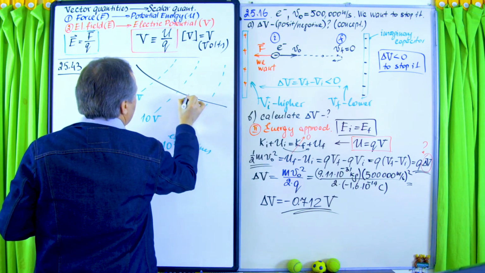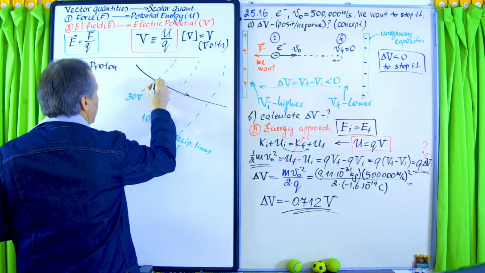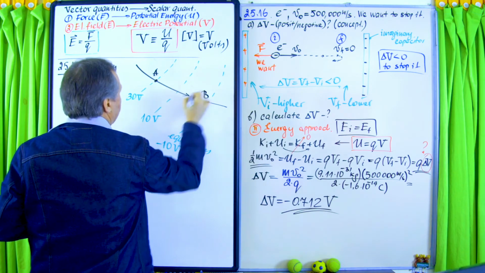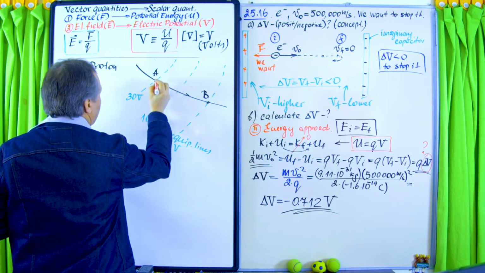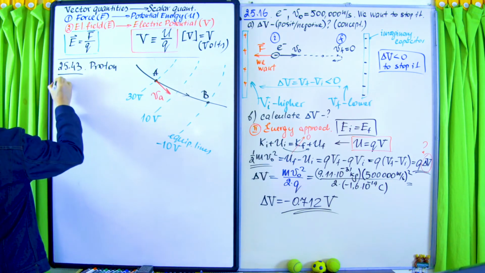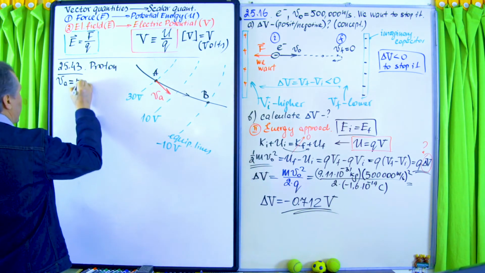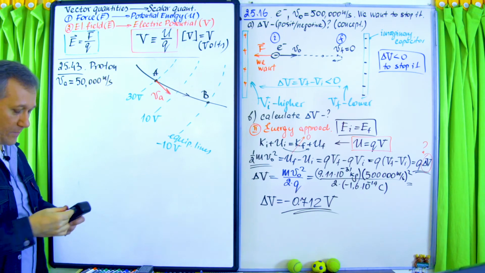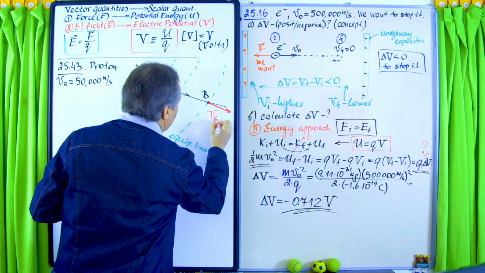So let's say it travels this way. So it's a proton. And let's introduce 2 points. This point, let's call it point A, and this point, point B. And let's say we know that the velocity of the proton at point A is V sub A, and it's given. V sub A is, I don't remember the number, 50,000 meters per second. So now we need to answer the question, what will be the velocity of this proton at point B?